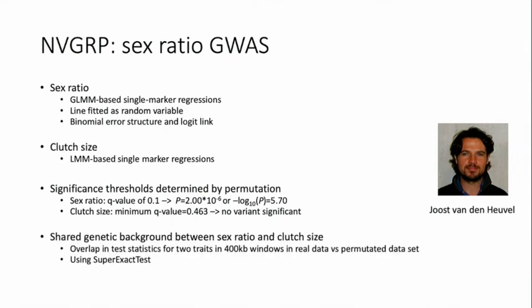determining significant peaks. Finally, we were also interested in finding a shared genetic background between sex ratio and clutch size. And we solved that in this case by looking for an overlap in the test statistics between the 2 traits, so looking at the p-values in 400 kb windows in real data versus a permutated data set.